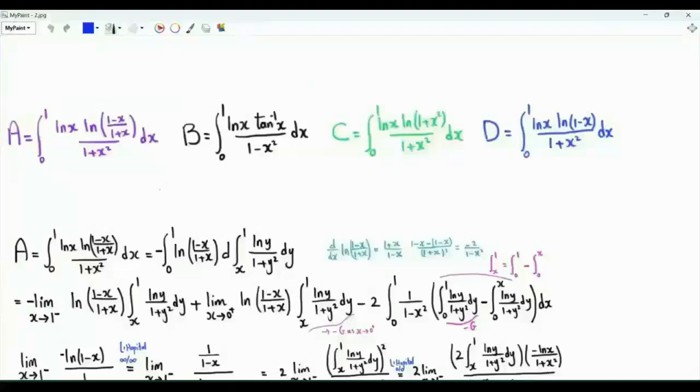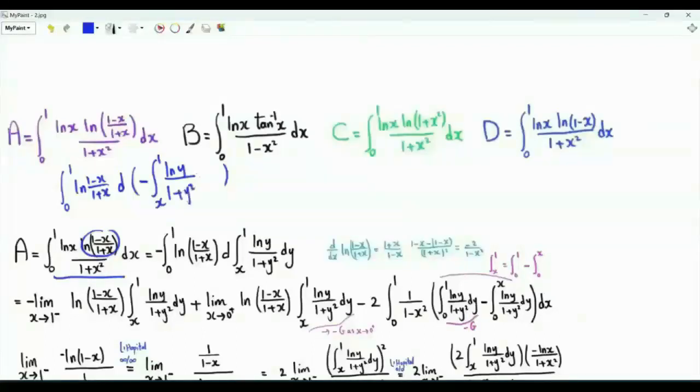Let's establish now our first relation. We will establish our relations mainly using integration by parts. So I will write down this integral as integral from 0 to 1, this logarithm, d, and then I will put here minus the integral from x to 1, the natural logarithm of y divided by 1 plus y squared dy. Let's recall how we do differentiation under the integral sign.